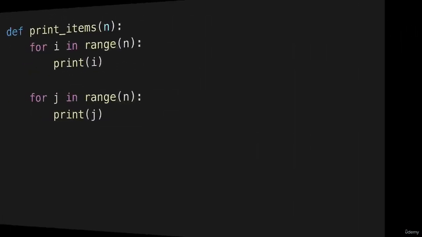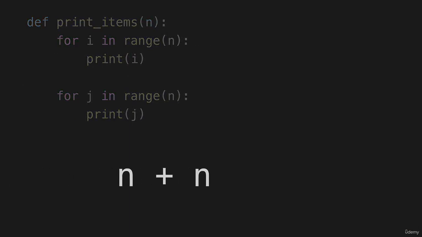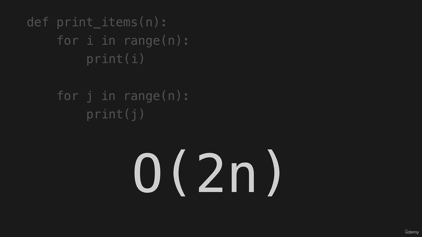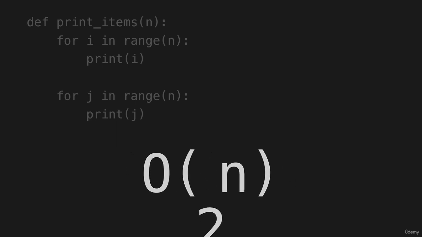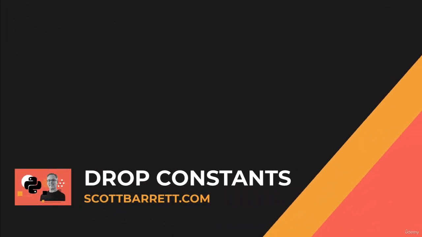So let's flip back over. So this ran n plus n times, or 2n times. Now you might think that we're going to write this as O of 2n, but we can simplify this by dropping the constant. So it doesn't matter if it's O of 2n, 10n, 100n, we drop the constant and we just write it as O of n. So our first rule for simplifying is drop constants.